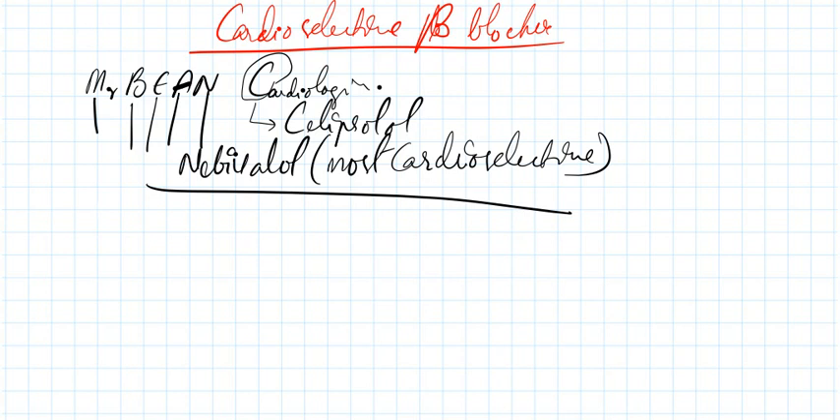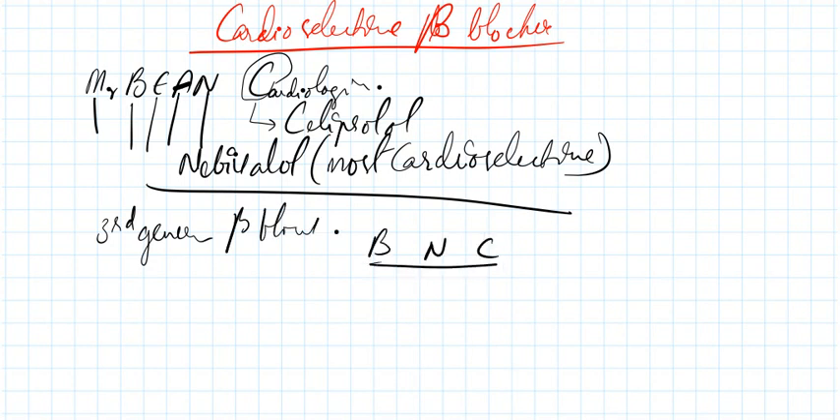Now sometimes you may get a question, what are the third generation beta blockers, if someone asks you. That is bisoprolol, nebivolol and celiprolol. It's the mnemonic. Bisoprolol, nebivolol and celiprolol. These are the third generation beta blockers.